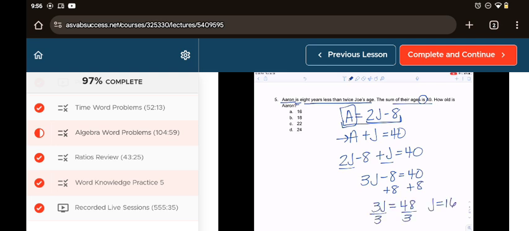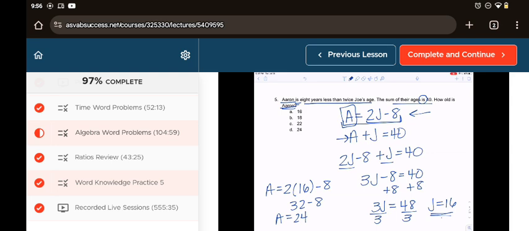I divide by 3. I get j equals 16. Now, what does the question ask me for? It asks me for Aaron's age, but I have Joe's age. So how do I get Aaron's age? Aaron is 2 times whatever Joe is minus 8. So that's 2 times 16 minus 8. Aaron is 24 years old.